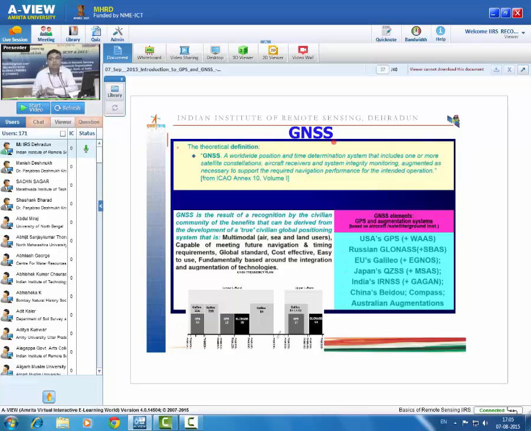So let us see the theoretical definition of GNSS. GNSS is a worldwide position and time determination system that includes one or more satellite constellations, aircraft receivers, and system integrity monitoring, augmented as necessary to support the required navigation performance for the intended operation. So it is a very complex system, including all the technologies in the air, on satellites, and on the ground. It is a multi-modal system which has bases on air, sea, and land, everywhere. Combined together, it is known as GNSS. We will further discuss GNSS tomorrow.